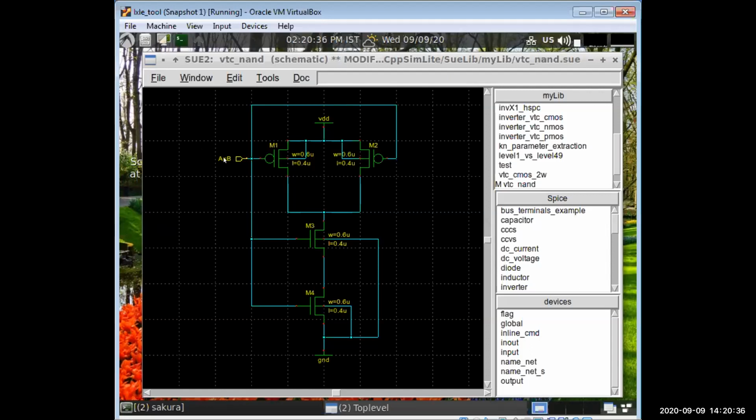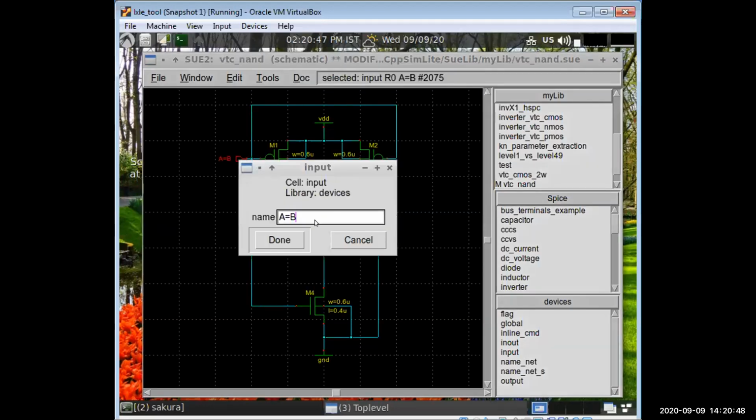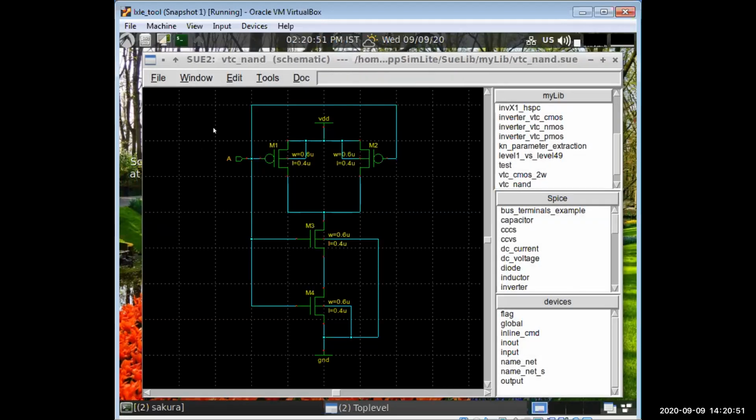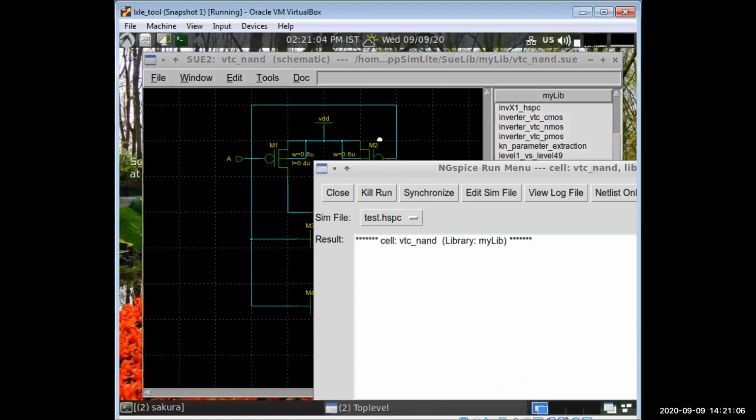I have connected, as you can see in the schematic, the inputs to one voltage source, that is AB, which I will mention in the netlist. So let's write it only A, save it. I have taken all the sizes the same, then we will again see the performance with doubling the size of the NMOS, meaning the pull down devices. So go to tools, ngSpice simulation.